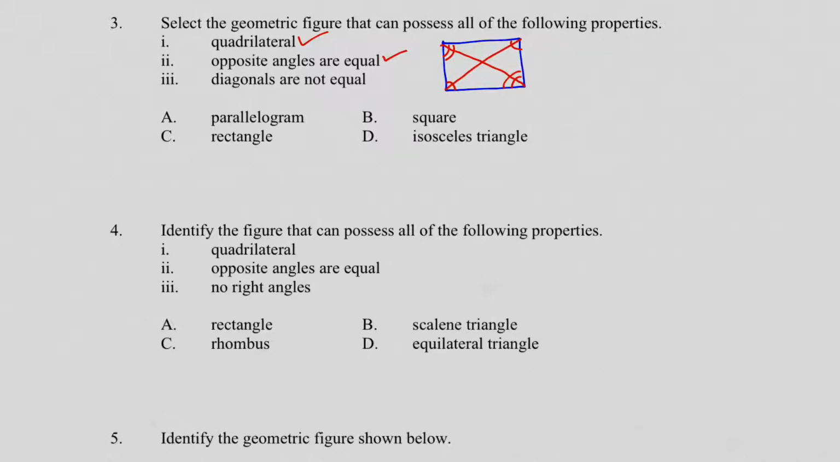Well, for a rectangle, that looks the same. So for the diagonals not to be equal, we have to push it on its side. So it kind of looks like this. So now the diagonals are not equal. There's further distance between one and the other. So this would fit the parallelogram.